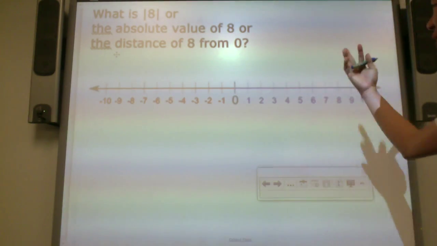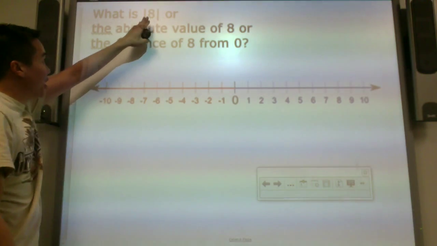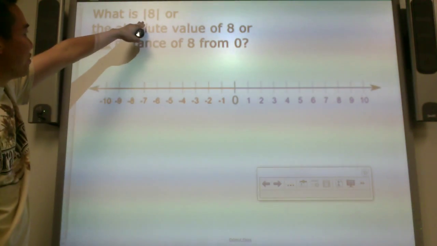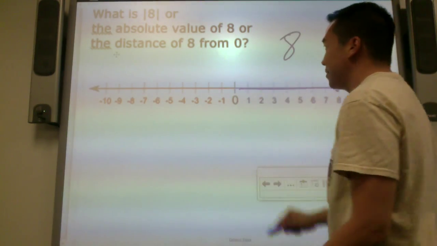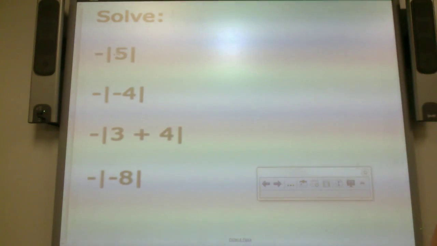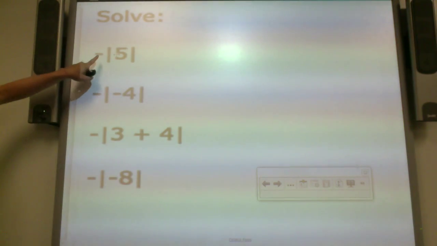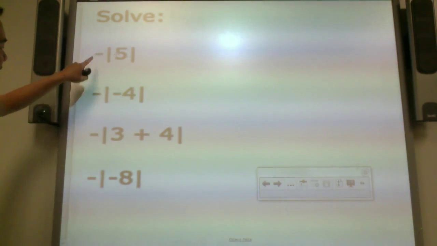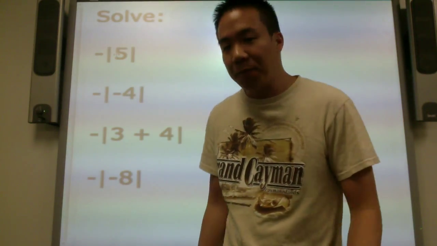All right, so let's get back to it. So all these mean the exact same thing. What is absolute value of 8? Or what is the distance of 8 from 0? It is 8. However, let's take it a little step farther, a little harder. This time, if you notice, the negative is on the outside of the absolute value bar.